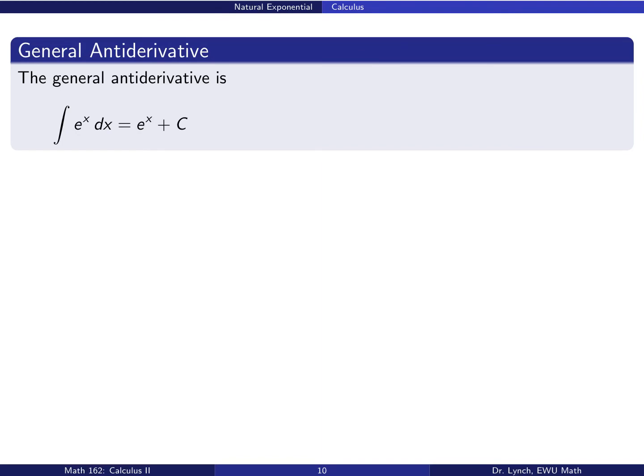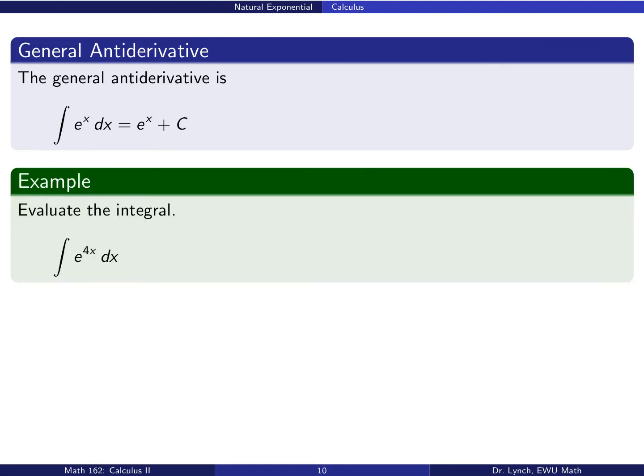Okay, here's the general antiderivative rule associated with this derivative rule. The general antiderivative of e to the x is e to the x plus a constant. Let's look at a couple examples. Here's the first one. Evaluate the integral of e to the 4x dx.